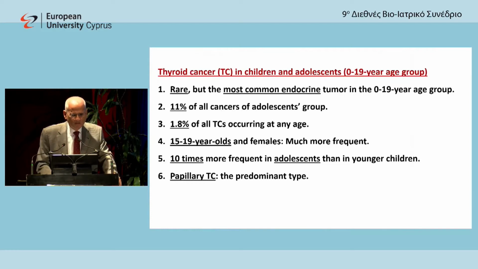Now, a few words about the thyroid cancer in children and adolescents in general, about the characteristics. Although it's rare, it's the most common endocrine tumor in this age group. It represents 11% of the tumors in the adolescent group, 1% of all the tumors at any age, and in the 15 to 19 years old, and mostly in females, it's much more frequent, and 10 times more frequent in adolescents than in younger children. Again, papillary type is the predominant.